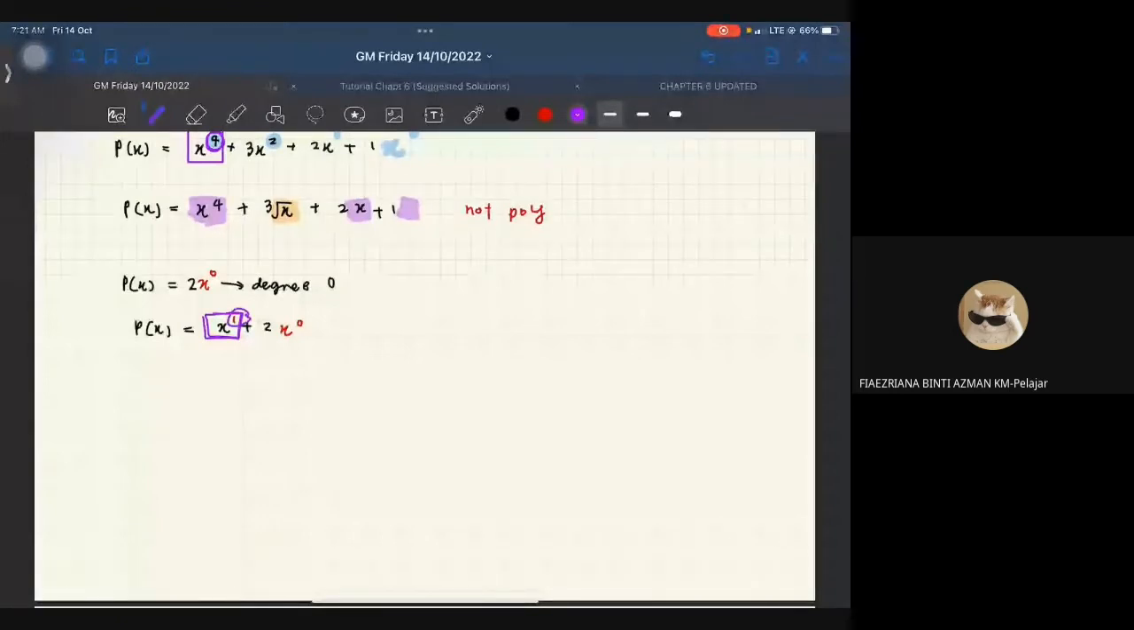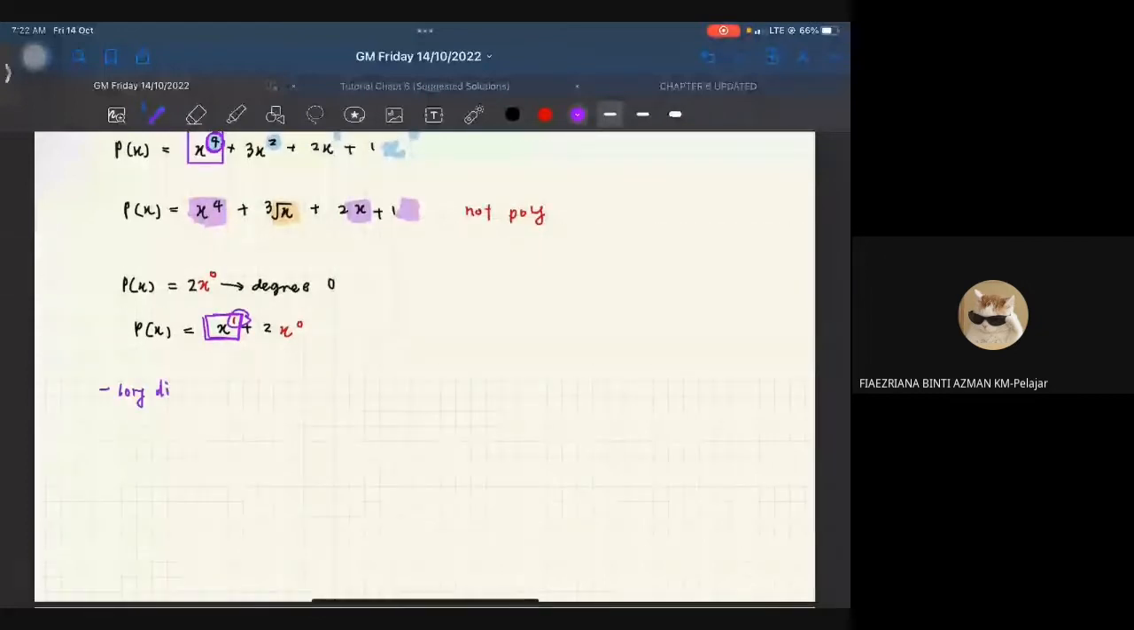Apa lagi yang awak belajar? What else you learn in 6.1? Long division, yes, exactly. Betul kita belajar long division. What else? Ada tak lah?